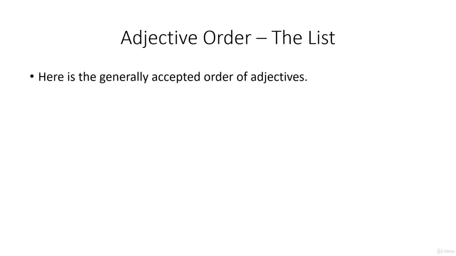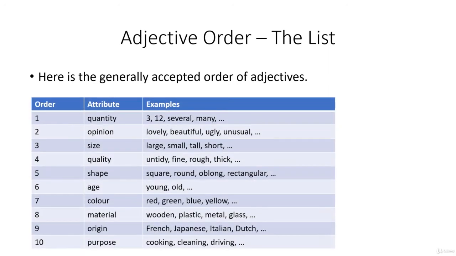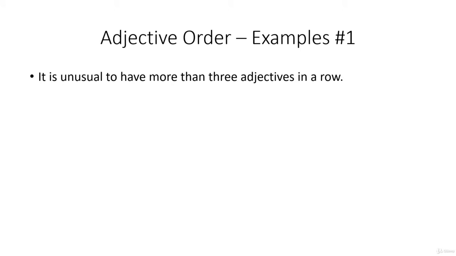So here is the generally accepted order of adjectives. Okay, you might want to pause the video here to read them, but we'll see basic order starts with quantity, then opinion, size, quality, shape, age, color, material, origin, and purpose. And unfortunately, I know of no mnemonic which will help you remember those. Some people actually print the list out and stick it somewhere so they can see it. And I should point out it is very unusual to have more than 3 adjectives in a row.